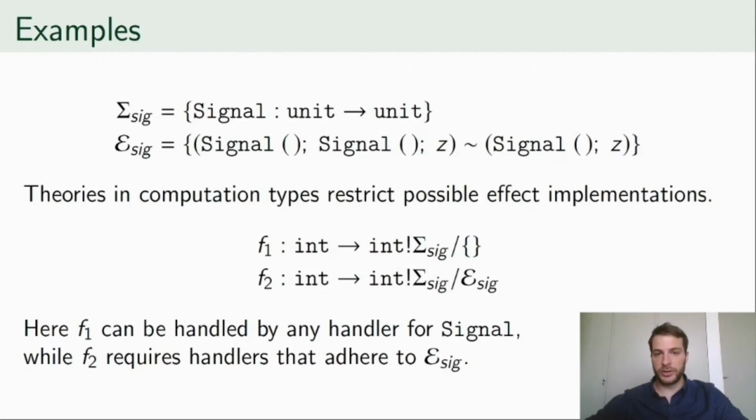This already shows a difference between global and local theories, since in the global setting, we either require all handlers to respect the equation or none of them. In the first case, we can't use such a wide variety of handlers for handling f1, and in the second case, we can't use the equation as a reasoning tool in the body of f2.